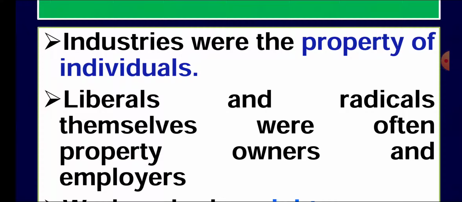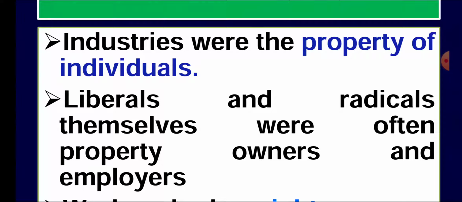Here is the condition of industries: these were private properties. Although in our country this is not only private property. Some industries are government industries and some are private. That's why I told you that it is called a mixed economy. But before the Russian Revolution of 1917, all the industries were private property.